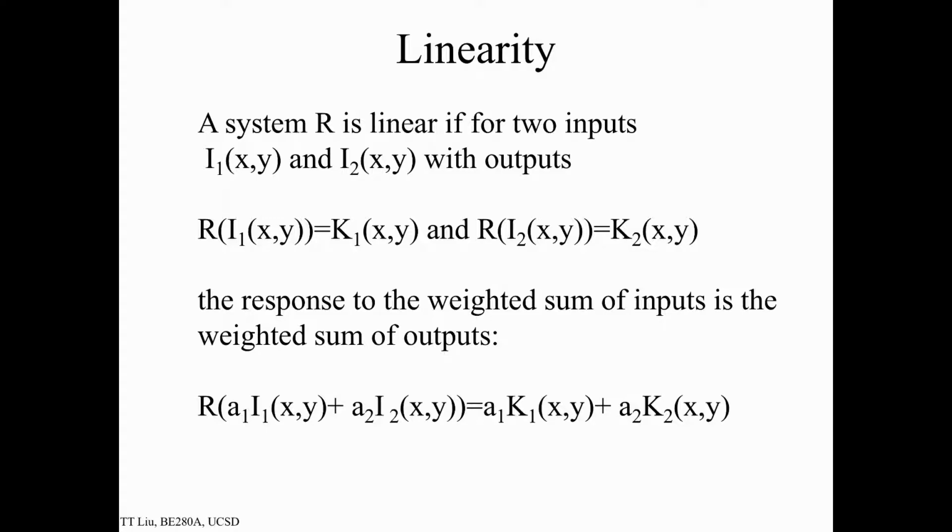System R is linear if for two inputs I sub 1 and I sub 2, with outputs K sub 1 and K sub 2, the response to the weighted sum of inputs, in this case A1 times I1 plus A2 times I2, is equal to the weighted sum of outputs, in this case A1 K1 plus A2 times K2. So a system that satisfies this relation is known as a linear system.